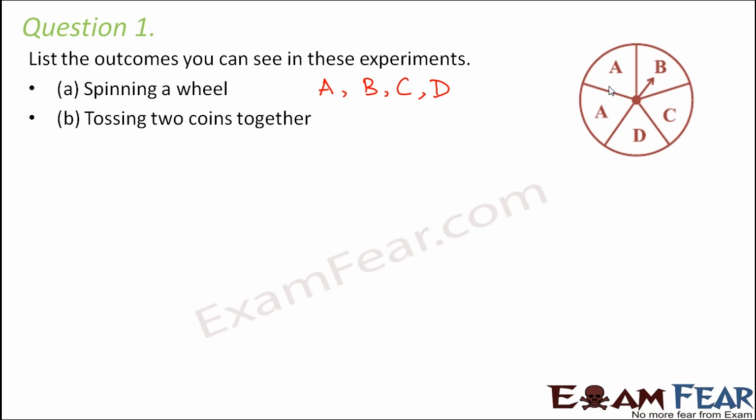Tossing 2 coins together. Now whenever you talk about any one coin, whenever you toss that coin, it has 2 options. It can give you a head or a tail.